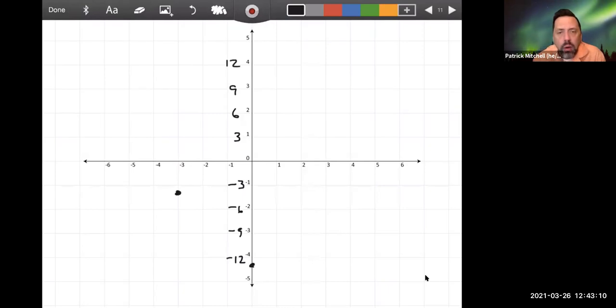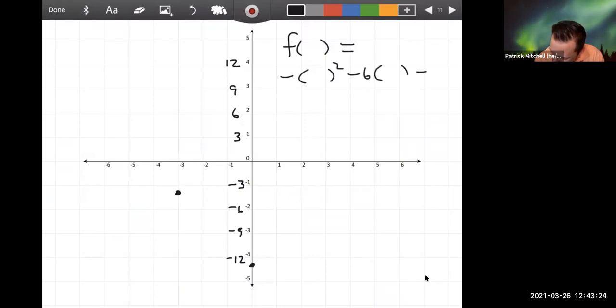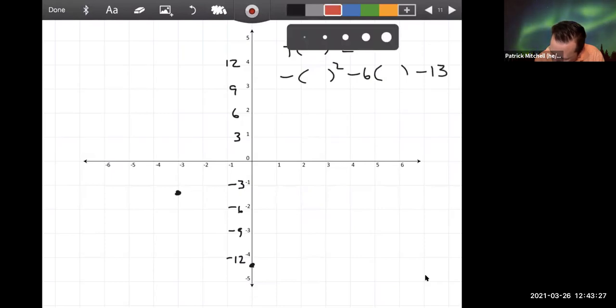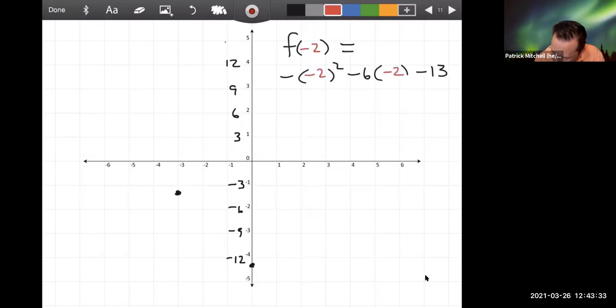Okay. Why don't we see what the value of the function is at -2? Remember, the function was -x squared minus 6x minus 13. If I put a -2 in there, that is going to give me square of -2 is 4. The extra negative sign leaves it negative. -4 plus 12 minus 13 is -5, isn't it? Yes.